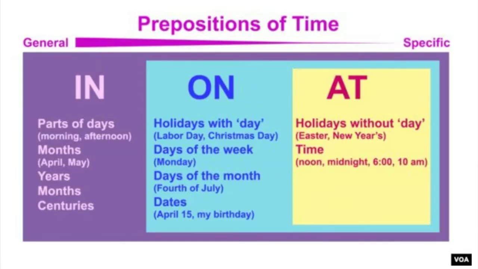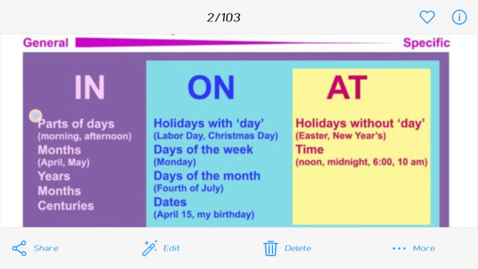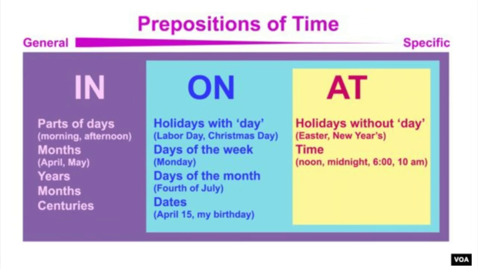When you are indicating general information, you may use the preposition in. And for specific information, you may use at. So for years, months, seasons, centuries, and longer times of day, we may use the preposition in. For example, in the morning, in the afternoon, in April, in May, in 2020, in 1998, in the 20th century.